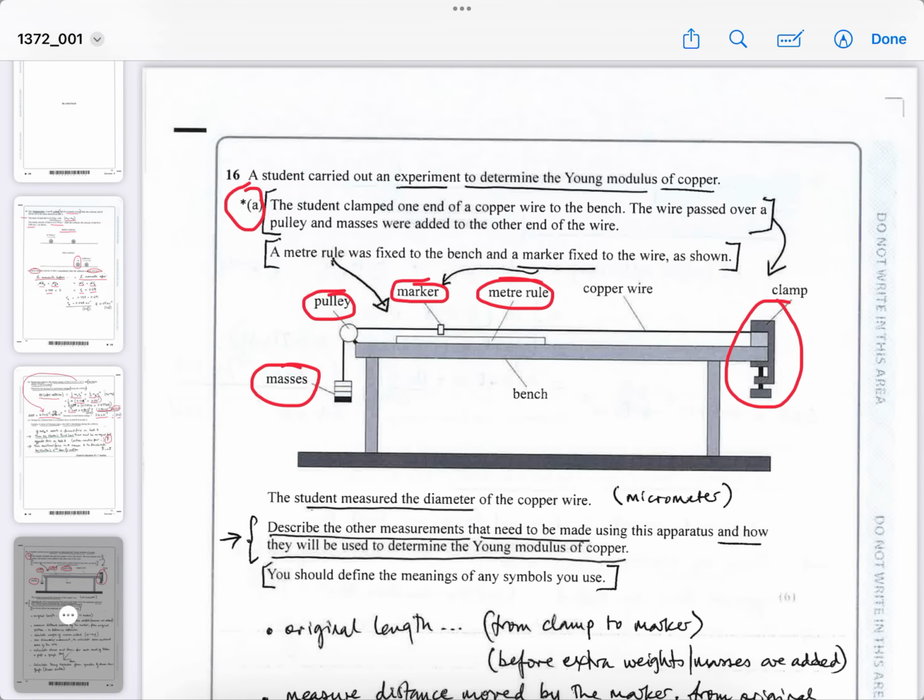And now let's go into the question. The student measured the diameter of the wire. So obviously, how do you measure it? It's with a micrometer. A micrometer has a resolution of 0.01 millimeters, so you can measure to 100th of a millimeter. You need to make sure your teacher has shown you how to use a micrometer.